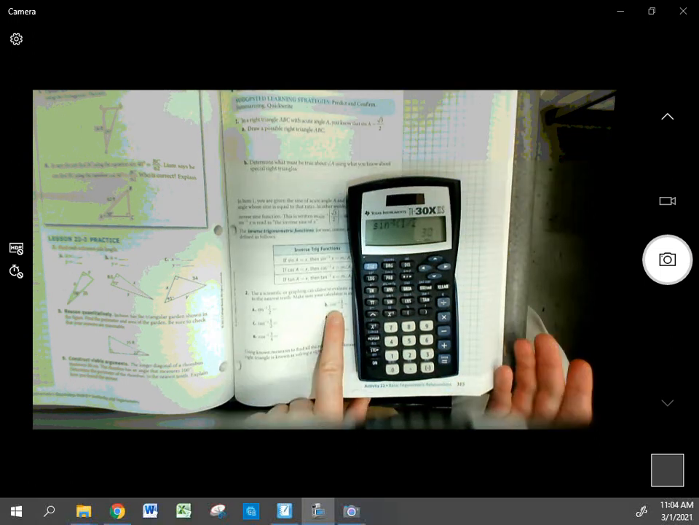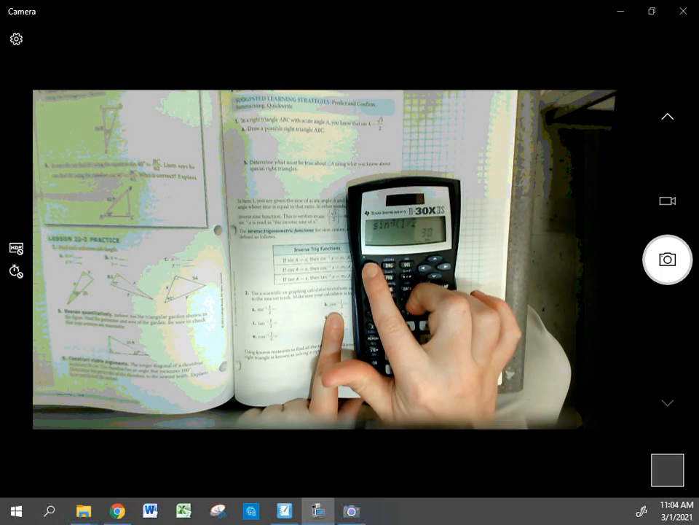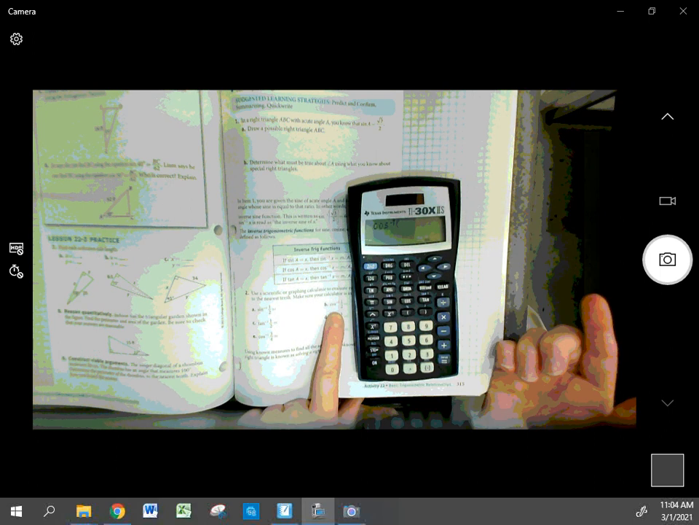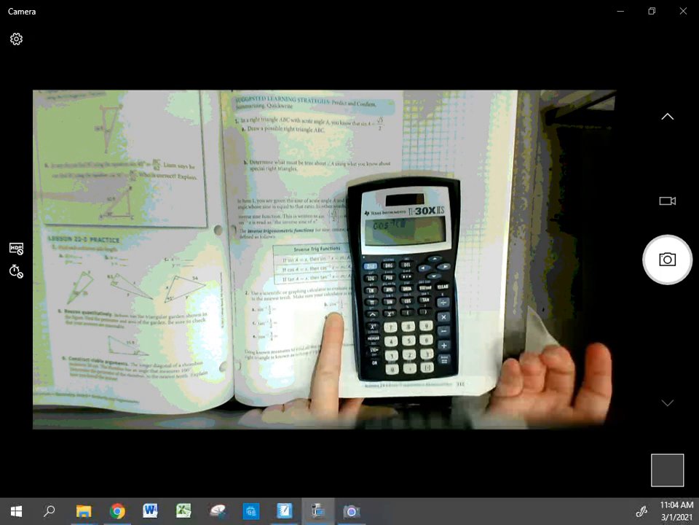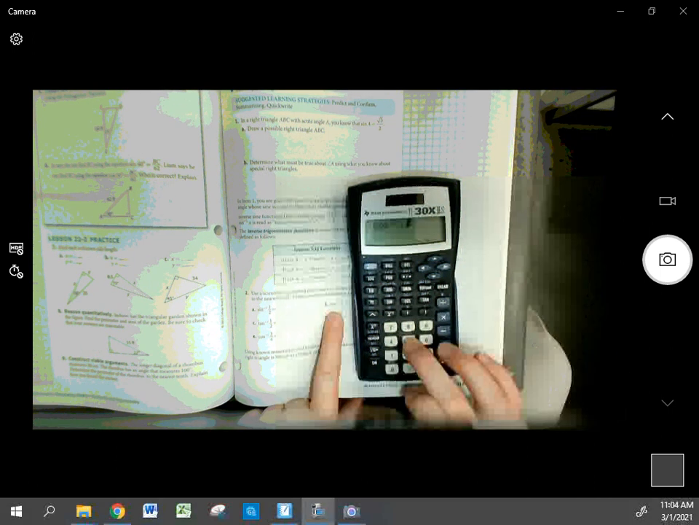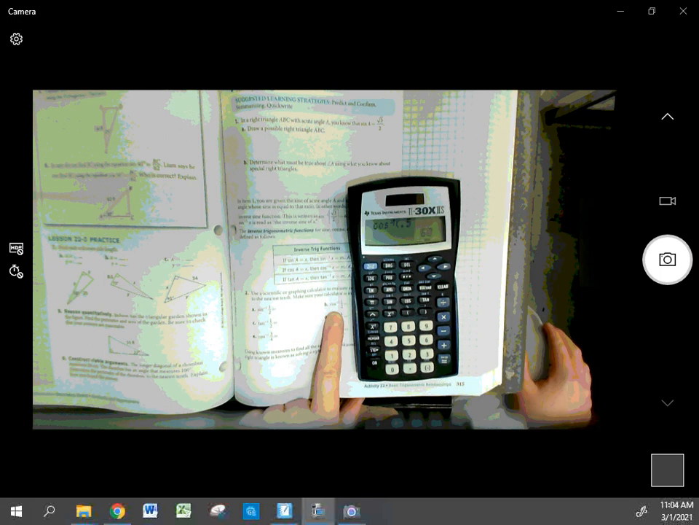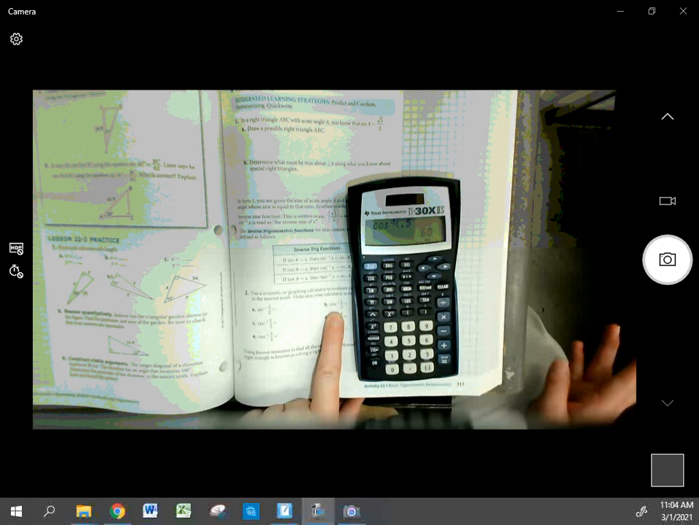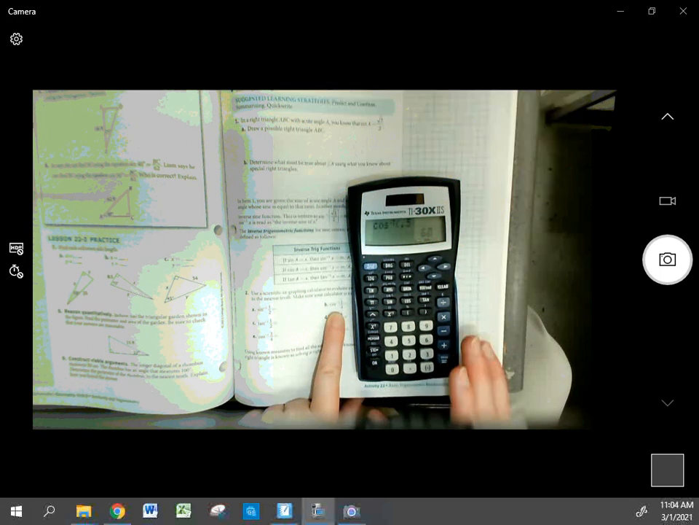For part B, coming over here to the right, you're going to hit second, cosine inverse. You don't have to do 1/2, you could do 0.5. So you can do a fraction or a decimal here, and it gives you 60 degrees.